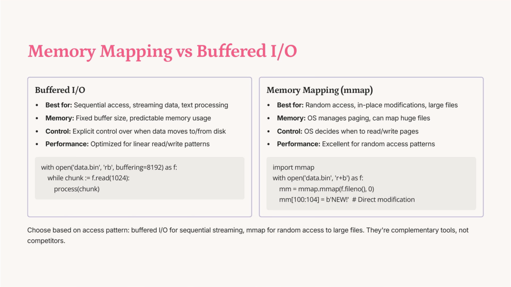Buffered input/output is ideal for sequential access, streaming data, and text processing, offering predictable memory usage and explicit control over data transfer. Memory mapping excels in random access and in-place modifications, especially with large files, as the operating system manages paging. Choose based on access patterns.